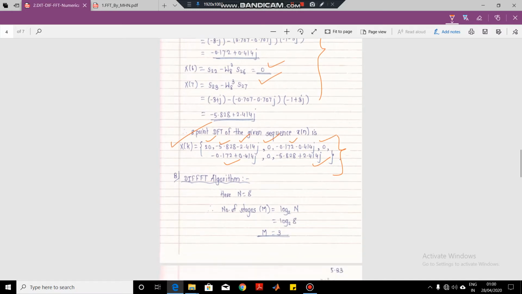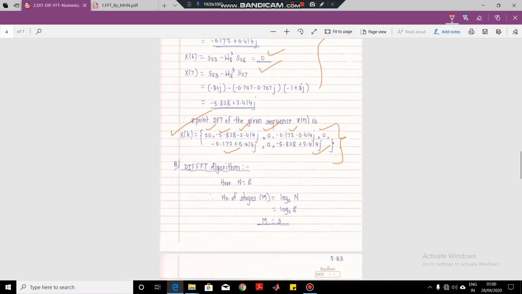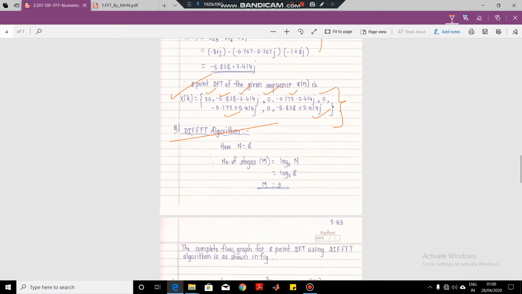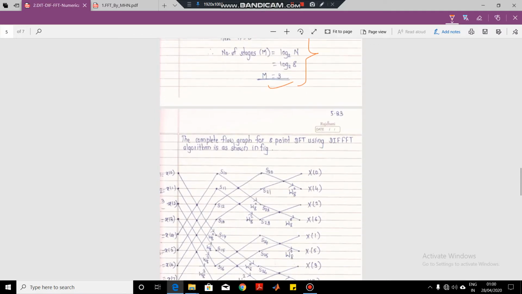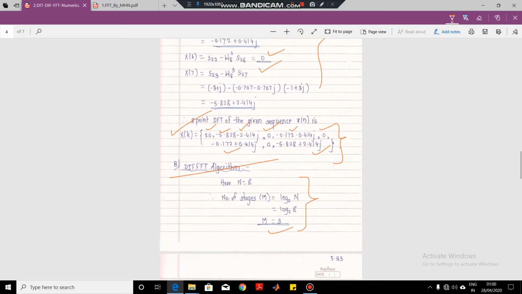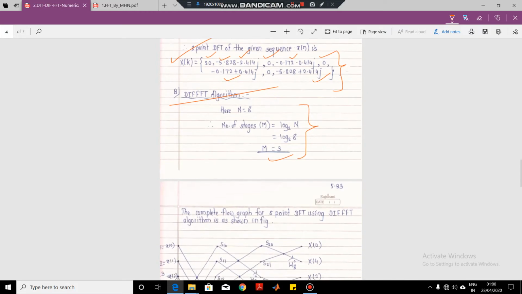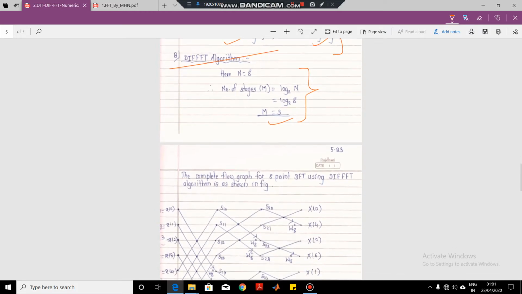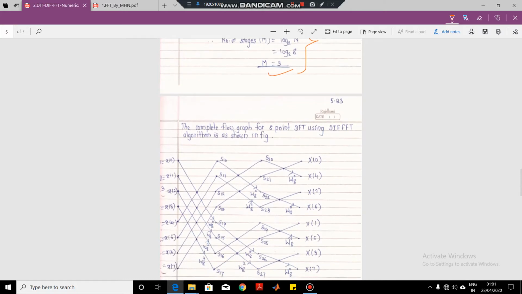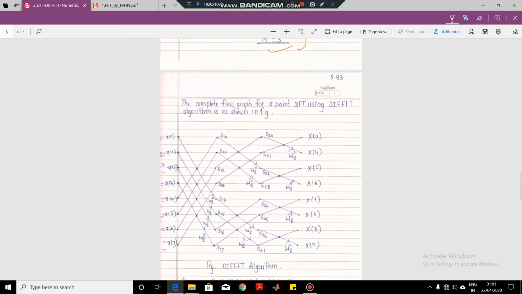Now let us solve the same numerical by using the DIF-FFT algorithm. For DIF-FFT also, since N is equal to 8, that is, it is an 8-point sequence, the number of stages will be 3. The computation of twiddle factors is the same, so we require the same twiddle factors. No need of computing them again. We can use the same twiddle factors. Now we will draw the butterfly structure.